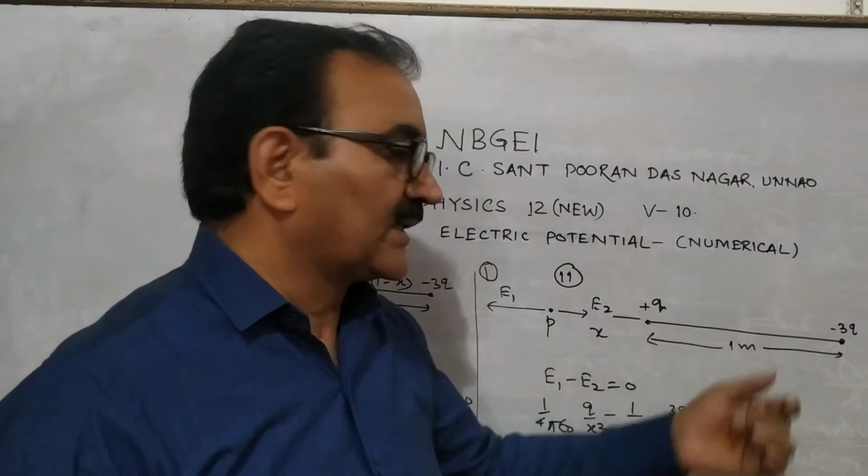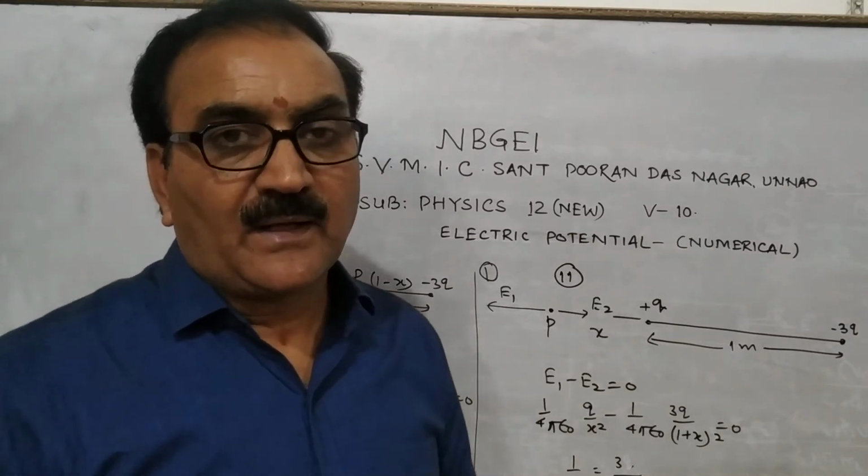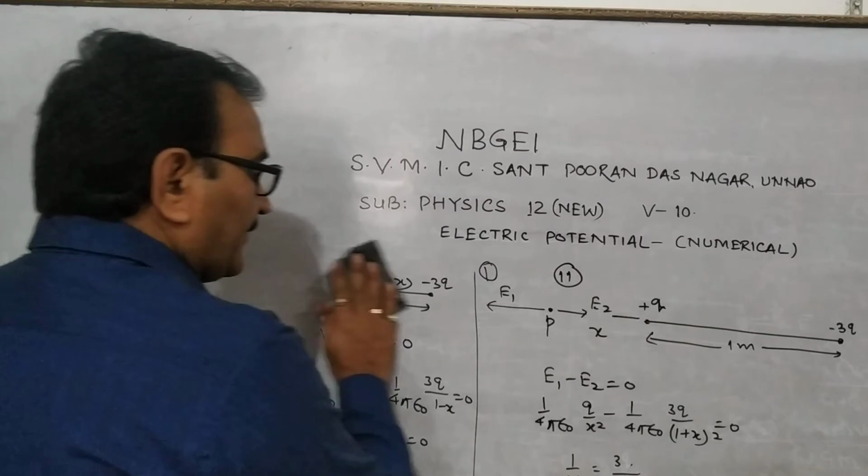यानी कि ये चार्जेस का जो अरेंजमेंट दिया है उसके कारण कहाँ पे इंटेंसिटी ऑफ इलेक्ट्रिक फील्ड 0 होगी and where electric potential be 0. So this is about this question.